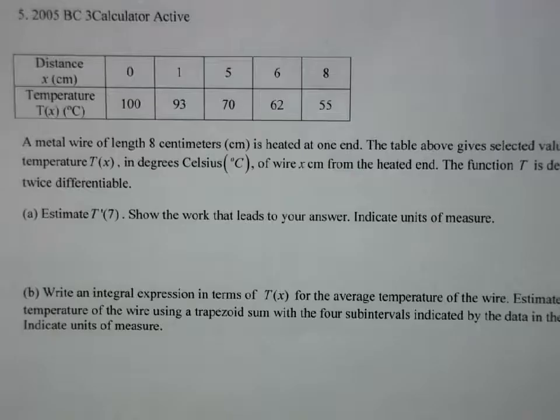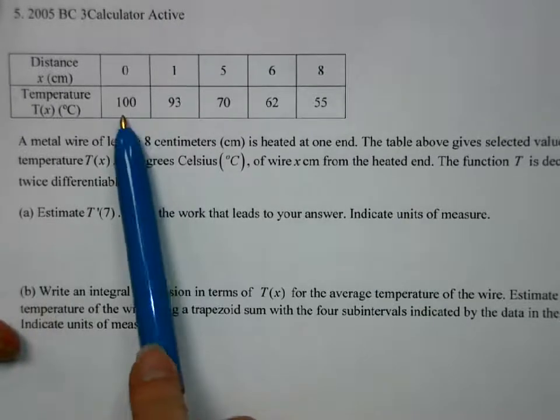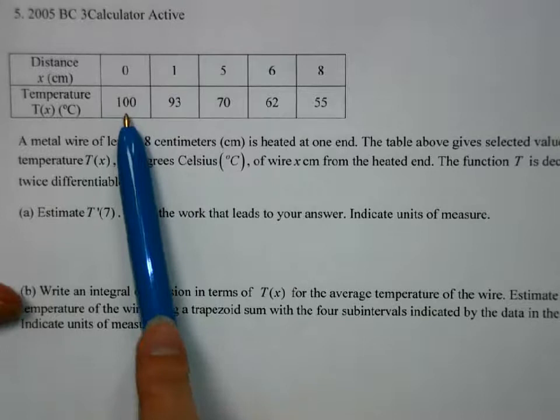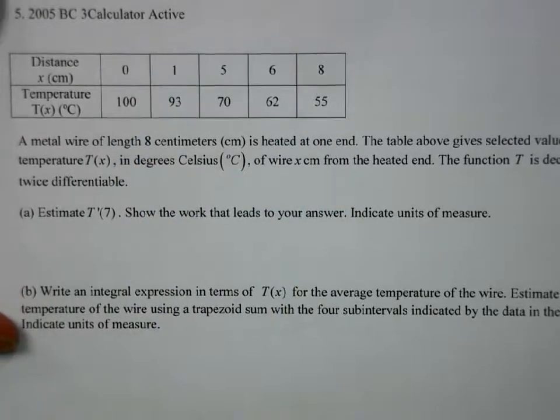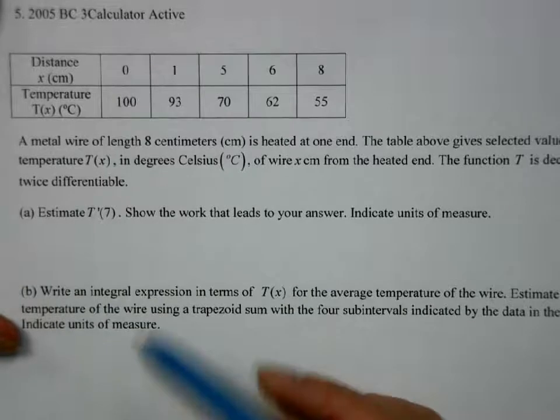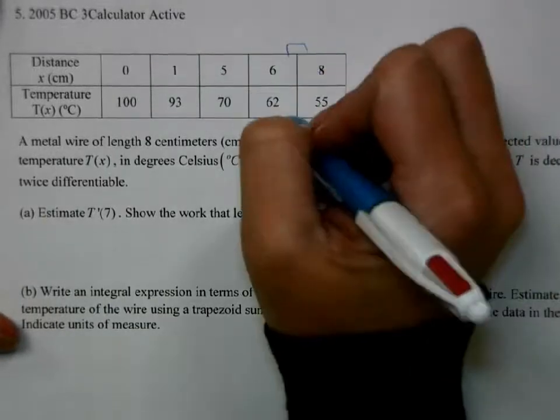All right, a metal wire of length 8 centimeters is heated at one end. The table gives selected values of the temperature, T of X, in degrees Celsius of a wire heated from one end. So it's hot at 0, and it gets cooler as we move away. Estimate T prime of 7. So we just did a problem like this. I'm going to use those.